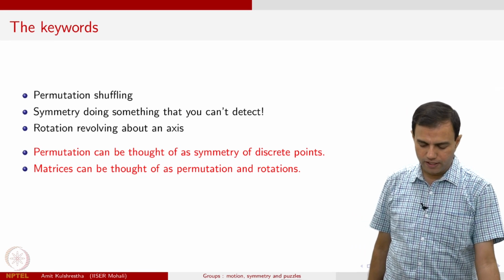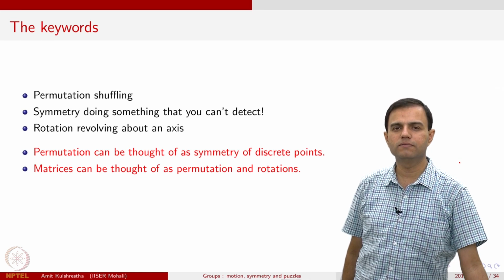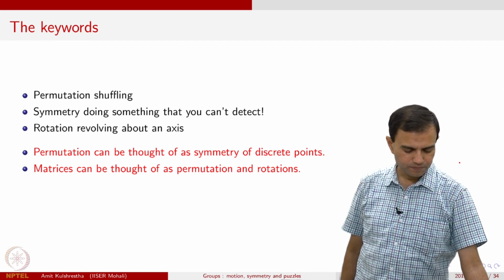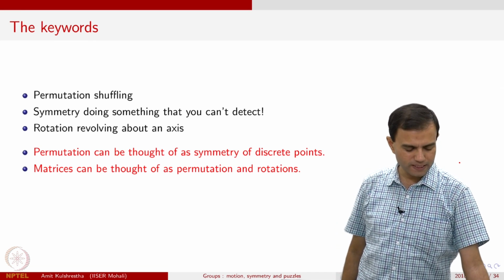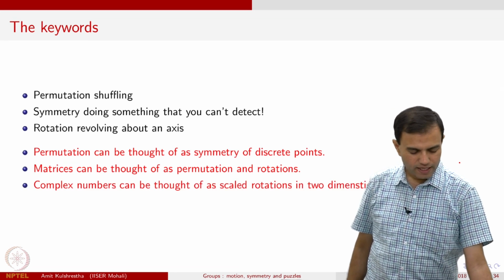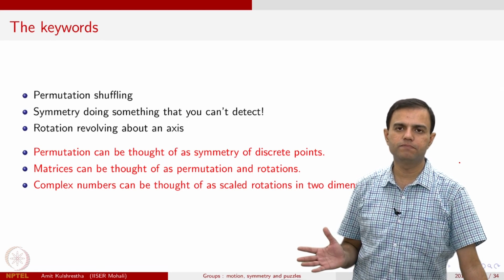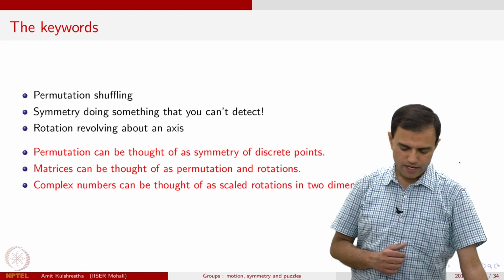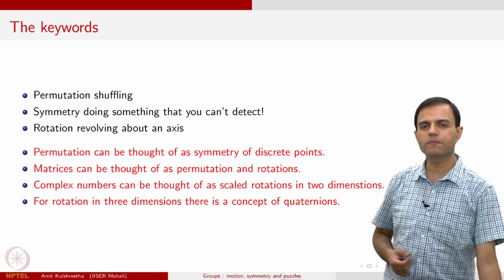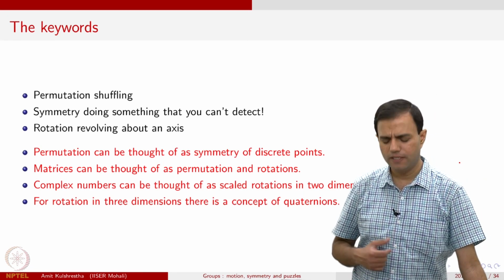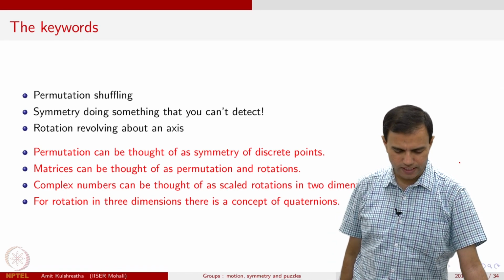To understand rotations and permutations, one of the important objects that we have is the matrix. It's not very relevant here, even if you have not seen matrices, don't be scared. And as far as rotations are concerned, one can also think of rotations as multiplication by complex numbers. That's rotation in 2 dimensions, but for rotation in 3 dimensions, there is a concept of quaternion algebras. We won't be much worried about this in this lecture.